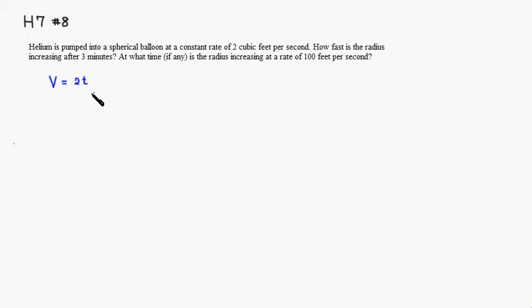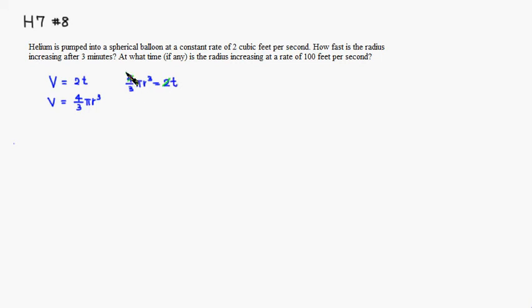And also we have a volume formula for a sphere. I'm going to write that down: it's 4/3 pi r cubed. I'm going to set them equal to each other for now. So we get 4/3 pi r cubed is equal to 2t.